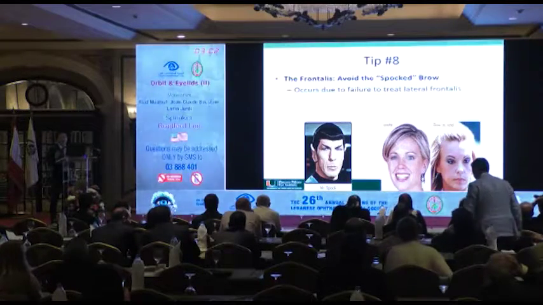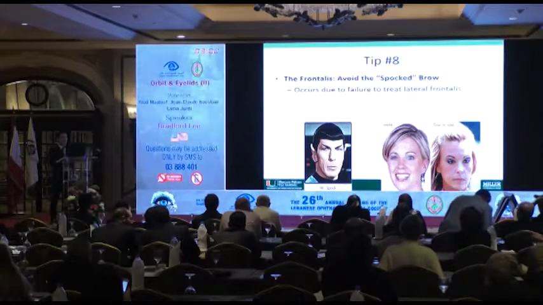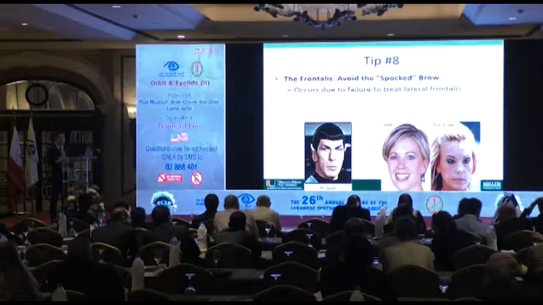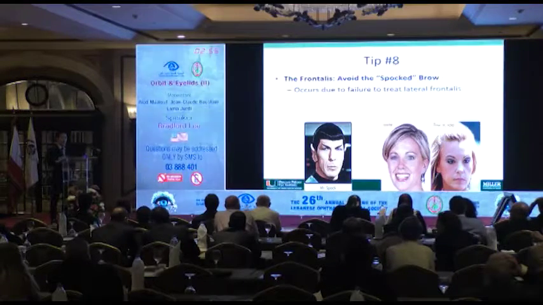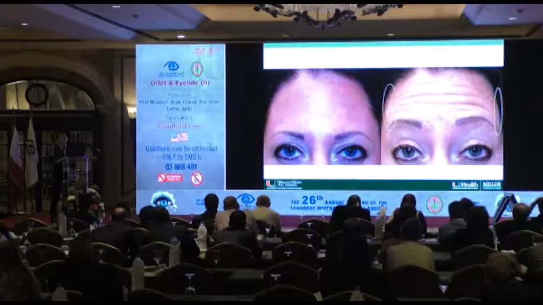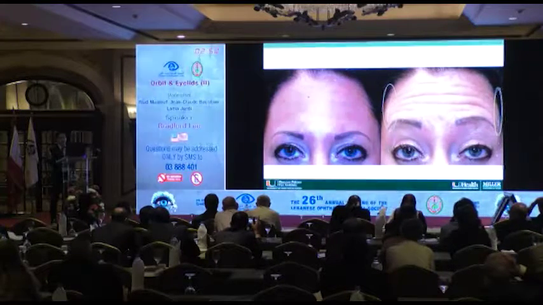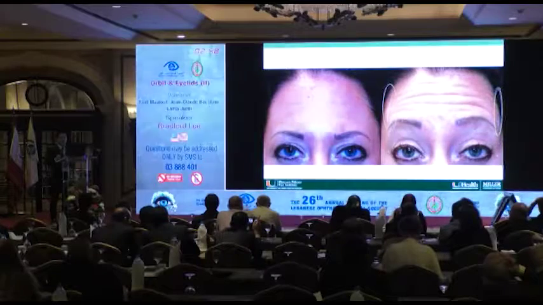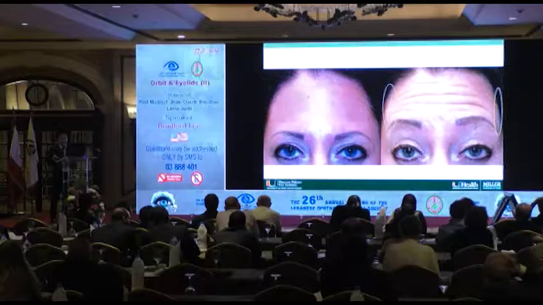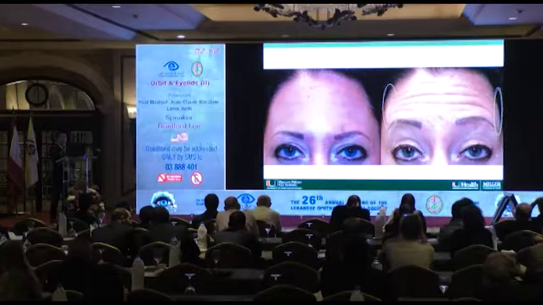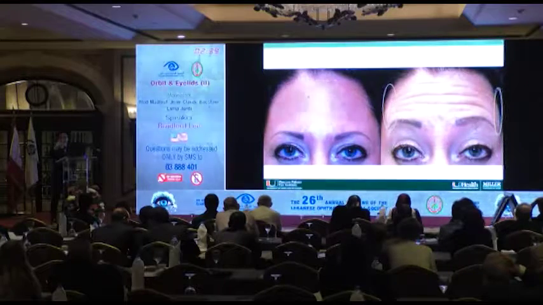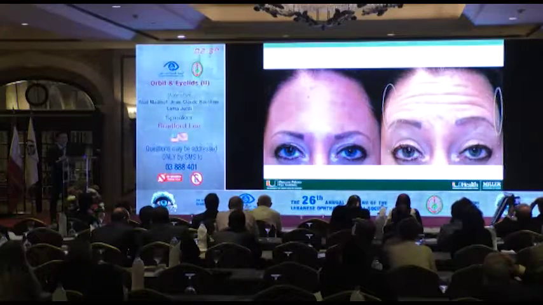So when you get that Spocked brow, it typically occurs due to failure to treat the lateral frontalis muscle. And that can occur from two mistakes. One of them is not extending your frontalis injections far out enough. So when I'm working with my residents, I say, I want you to mark out the lateralmost extent of the frontalis muscle, and then you have to make sure that you inject far enough laterally so that the toxin will diffuse and address the lateral frontalis muscle.